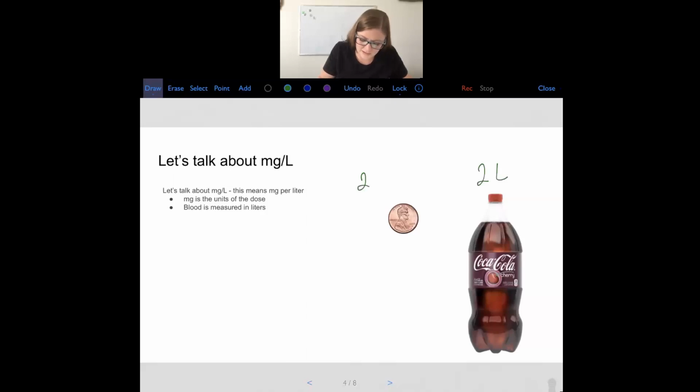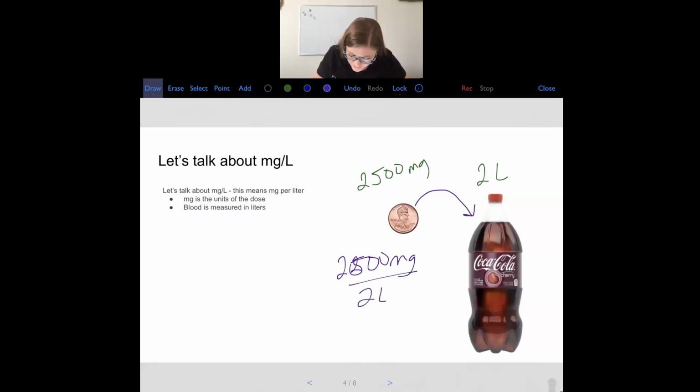And pennies are 2,500 milligrams. Pretending that my penny models my dose and my soda models my blood, if I were to drop this penny into this 2 liter and it dissolves, the concentration would be 2,500 milligrams per 2 liters. If we simplify, 2 divides into 2,500 to get 1,250 milligrams per liter. Okay, so that's what that concentration means. The units do mean something here, and this is just a visual to help with that.